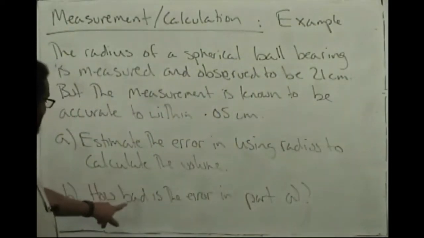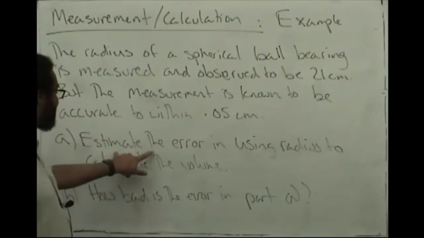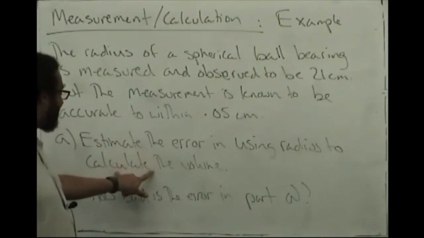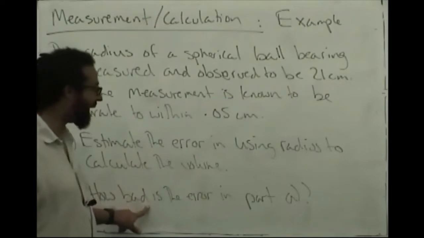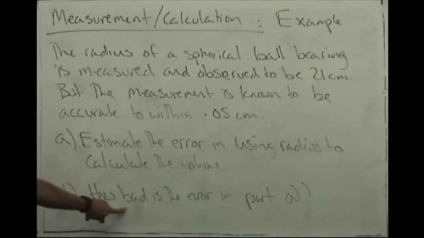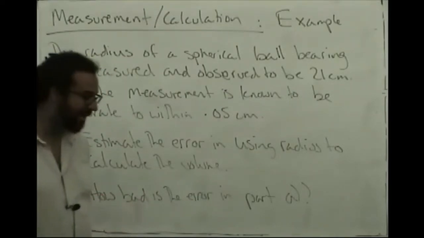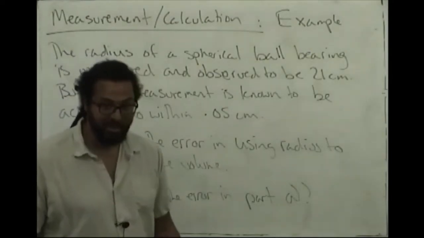How accurate is that number, the output that we get from the formula? So that's part B. What is the error that we might get in calculating the volume, and then how bad is that? We'll have to say what we mean by how bad is the error in part A. So we'll deal with that when we get here to part B.